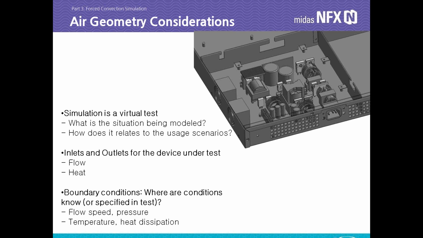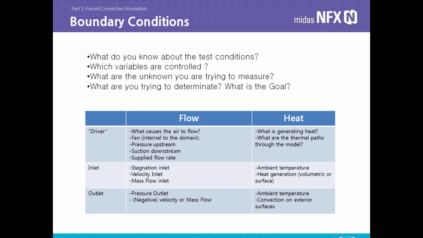Now what you need to know are the inlets and the outlets of the device that you are testing, for the flow, but also for the heat, because the two are coupled together, and the boundary conditions. So where are the conditions that I know in this model, what is specified in my test benchmark, and what will be the condition of the flow speed, the pressure, the temperature, and the heat dissipation. So determining the boundary condition is not easy.